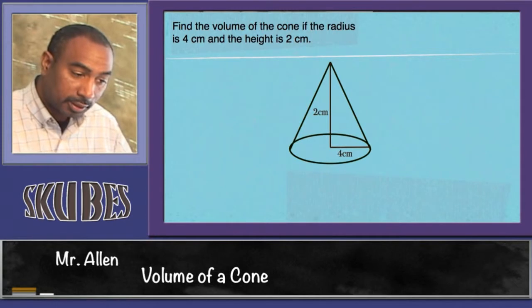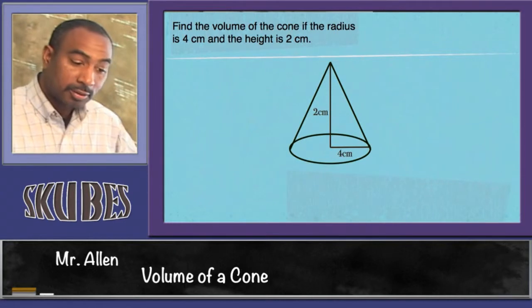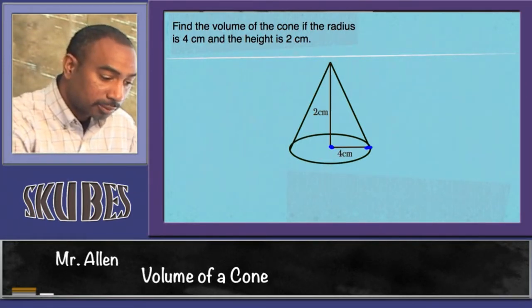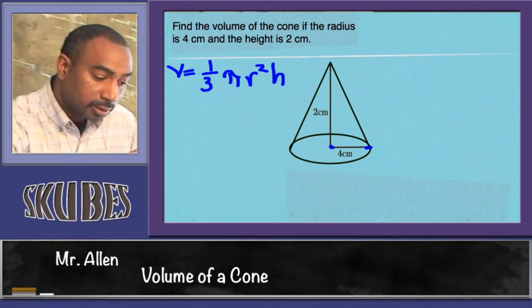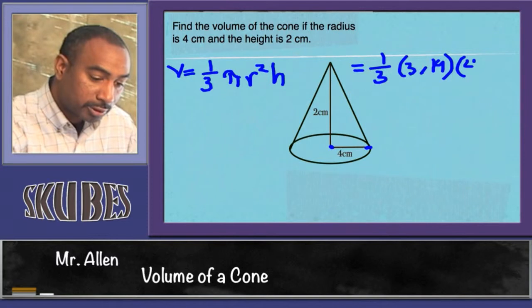Find the volume of a cone if the radius is 4 centimeters and the height is 2 centimeters. Again, the radius is 4 centimeters because this segment goes from the center to the edge of the circle. So again, we're going to use the volume is 1/3 pi times the radius squared times the height. So when you evaluate this, you're going to get 1/3 times 3.14 times 4 squared times 2.